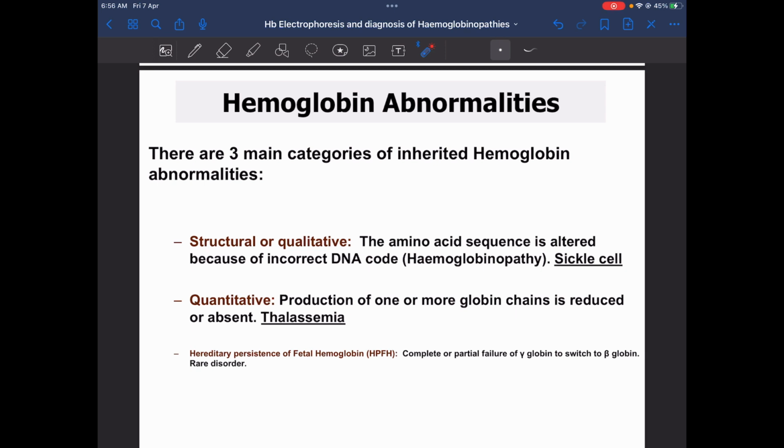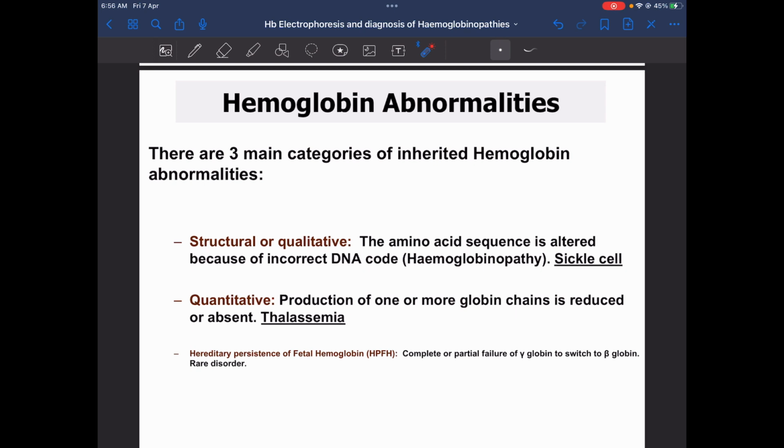The second category is quantitative. So the production of the globin chains is either reduced or absent. Yeah, so there's no problem with the structure of the globin chains. It's just the amount that's reduced, and one such example of a disease would be thalassemia.